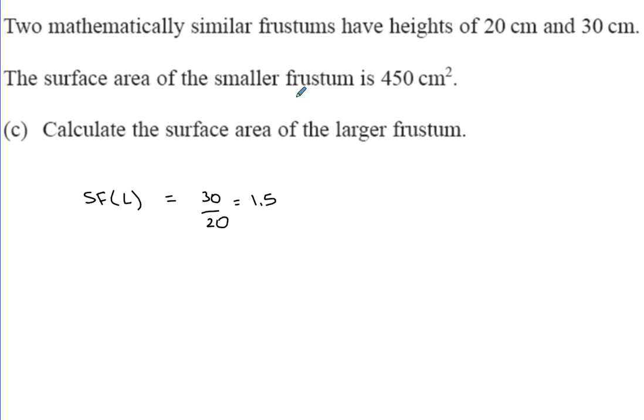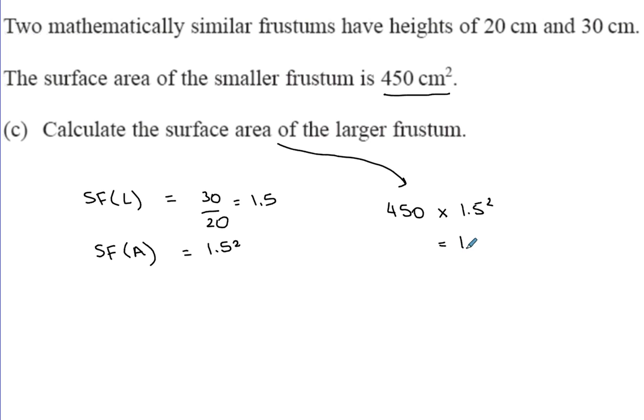Okay, the surface area of the smaller frustrum is 450 centimeters squared. So you know the scale factor of your area will be 1.5 squared. So when you're taking the surface area of the larger frustrum, you're going 450 times the scale factor of the area, which is 1.5 squared, which will give you 1012.5 centimeters squared. Okay, next.